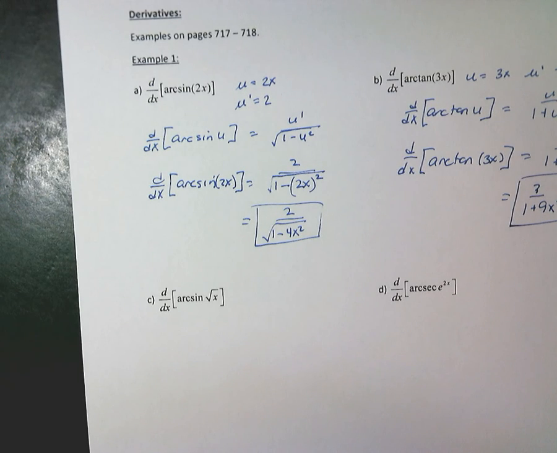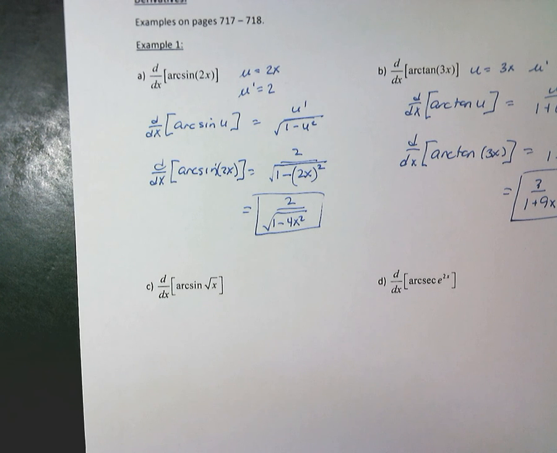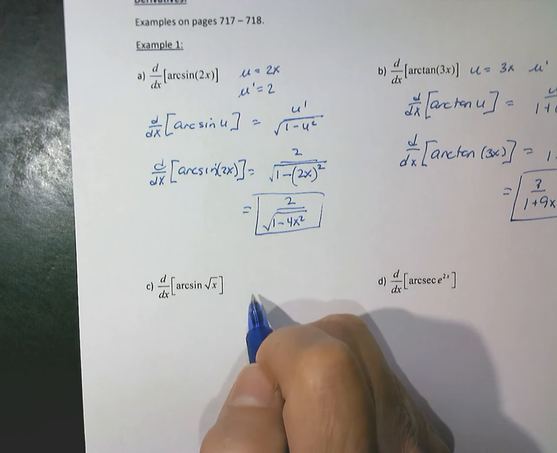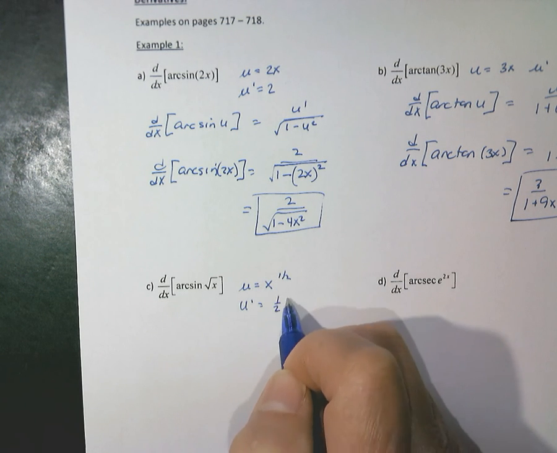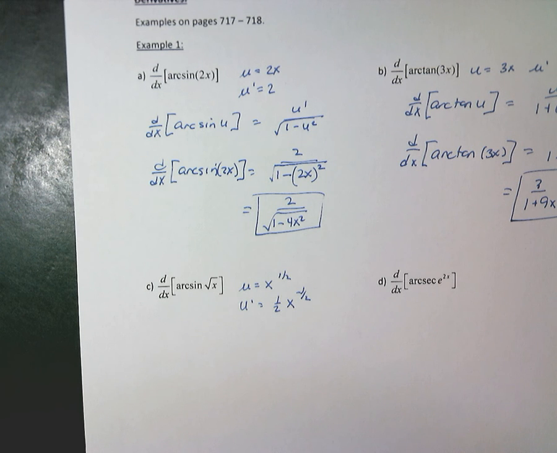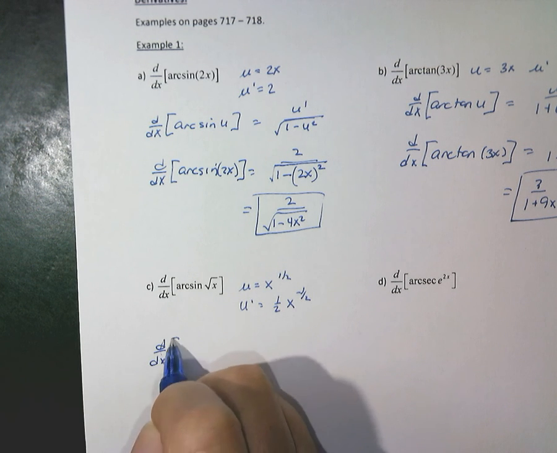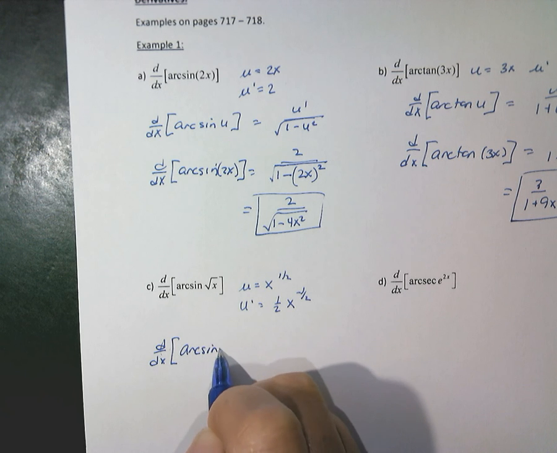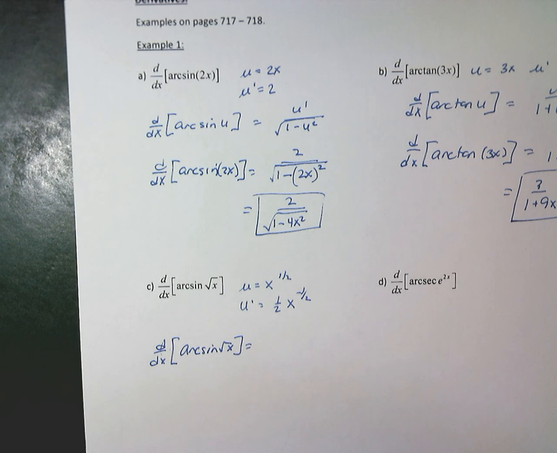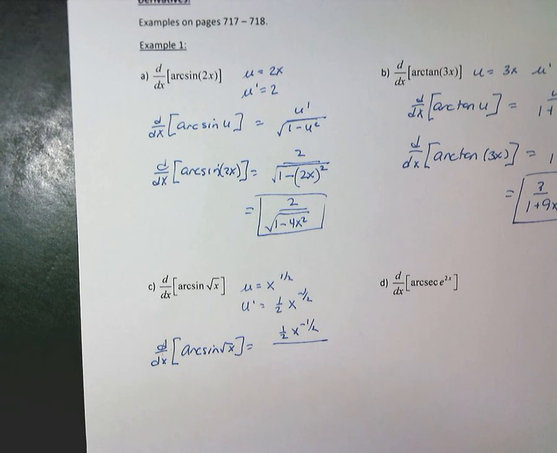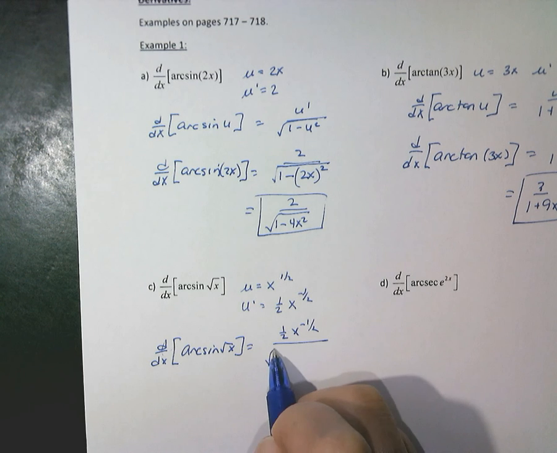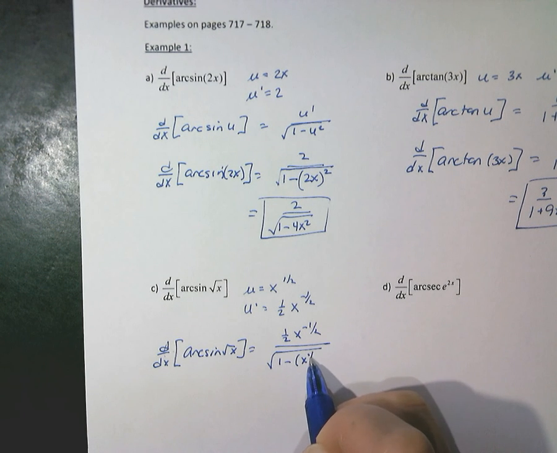I have arcsine. Once again, I should have put a cosine, but I didn't. So u is equal to x to the 1/2, so u prime is going to be 1/2 x to the negative 1/2. When I take the derivative of this, with the formula back up here, the derivative of arcsine of the square root of x is going to equal u prime, so 1/2 x to the negative 1/2, over the square root of 1 minus (x to the 1/2) squared.